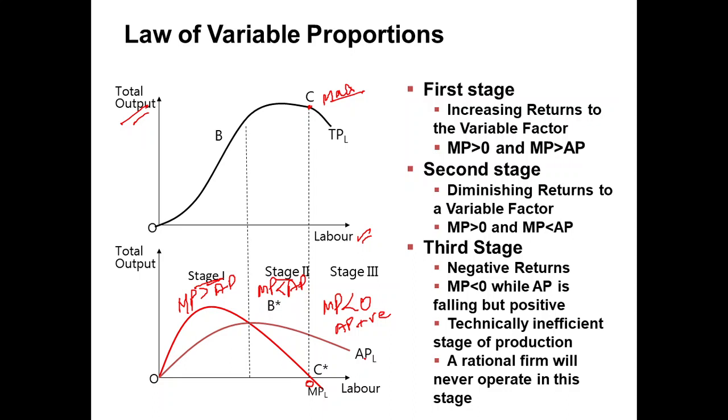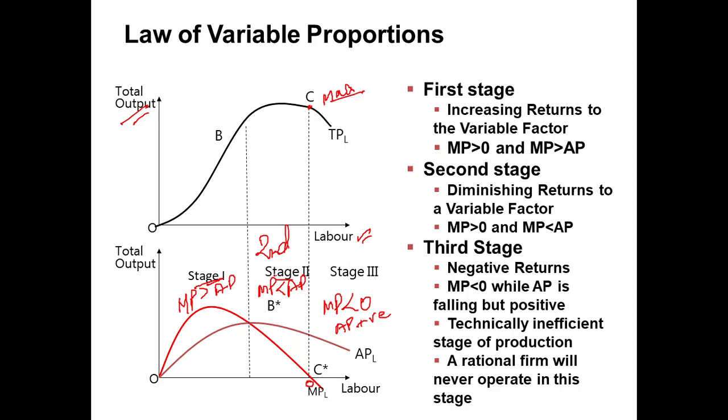So this is technically an inefficient condition. You can see negative return is a technically inefficient stage of production. No wise and rational producer will be operating in the third stage. But in which stage should the producer produce, the first stage or the second stage? In fact, the producer always would like to produce in the second stage of production, because in the first stage there is still a chance to increase the total product, and total product does not reach the maximum point.